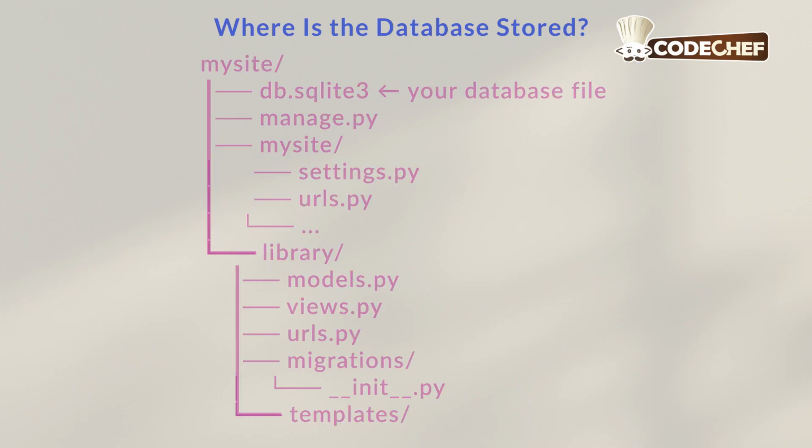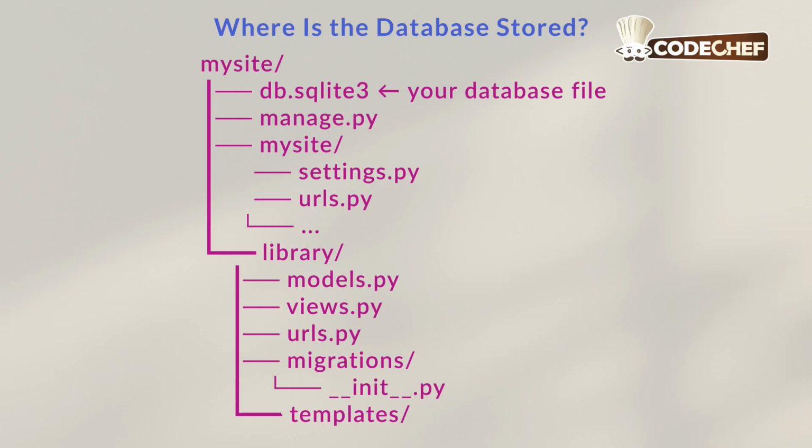Now let's look at where the database is stored. Here is how your project is organized. The models.py file is where you define your database structure, like you see here. And the migrations folder stores Django's auto-generated migration files. And once you run those migrations, the db.sqlite3 file is created. And that's your actual database.